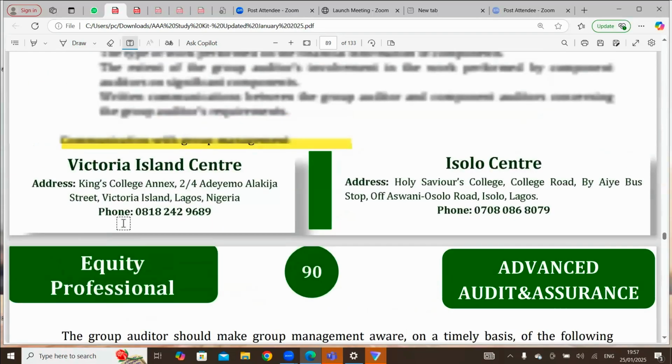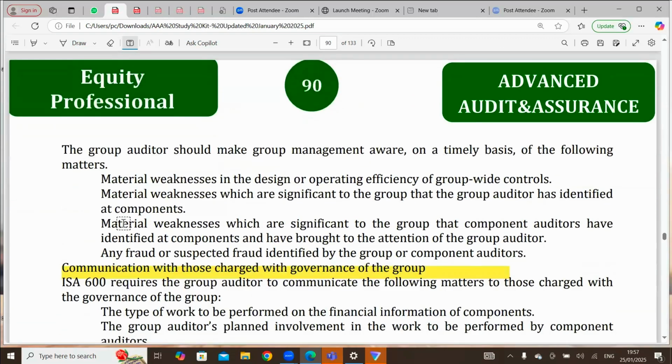Okay. Then we have communicating with the group management. The group auditor should make sure that the group management is aware on a timely basis of the following: when there are material weaknesses in the group, when there are material weaknesses that he has identified in the components, when there are material differences that he has identified in the components, when there are material weaknesses that the component auditor has identified at some point and brought to the attention of the group auditor. You know, those are the kind of things that he asks for in the letter of instruction.